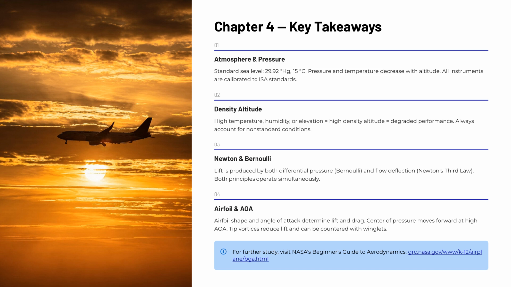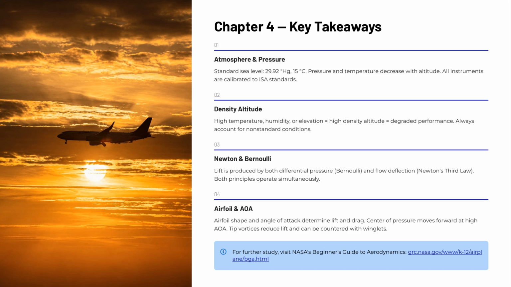Let's bring together the key concepts from this chapter. First, understanding atmosphere and pressure is foundational to everything else. Standard sea level conditions are 29.92 inches of mercury and 15 degrees Celsius, and both pressure and temperature decrease as altitude increases. All your instruments are calibrated to these ISO standards, so recognizing deviations from standard conditions is essential for accurate interpretation.